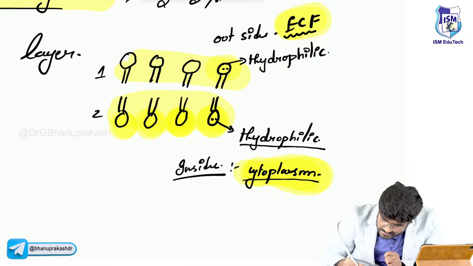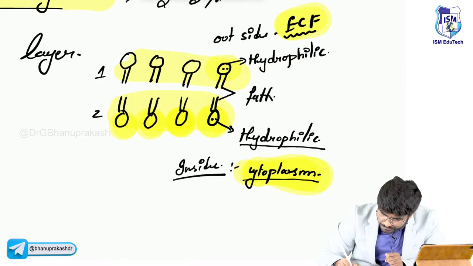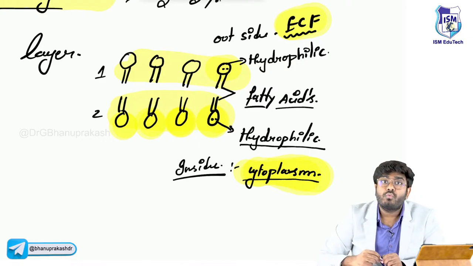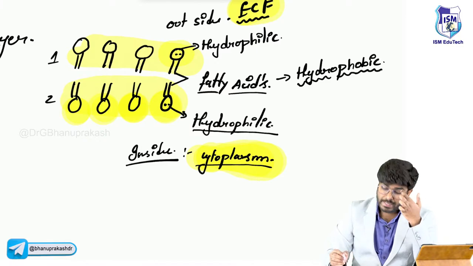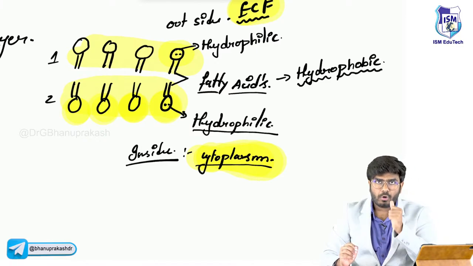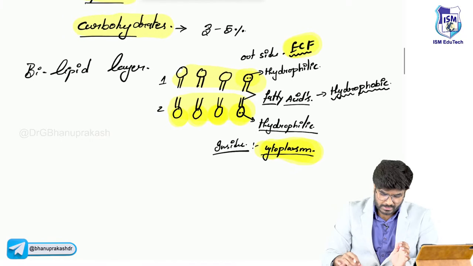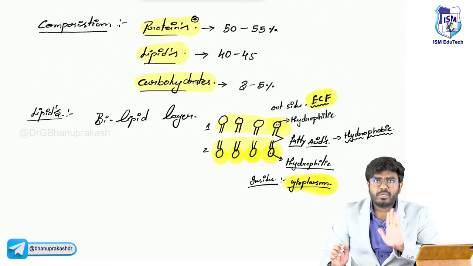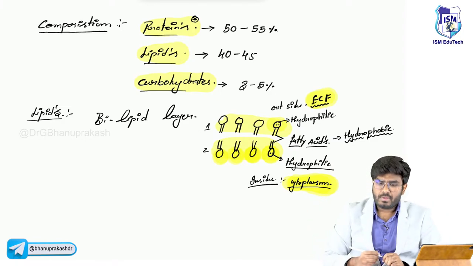But what are these, sir? See, these are the tails. These tails are made up of fatty acids and they are hydrophobic. So, hydrophilic heads and hydrophobic tails. Hydrophobic tails are made up of the fatty acids. Now my question to you. Sir, we are talking about lipids. First, we are talking about the lipids. There is a bilipid layer. Sir, what is this lipid? What are the most common lipids?